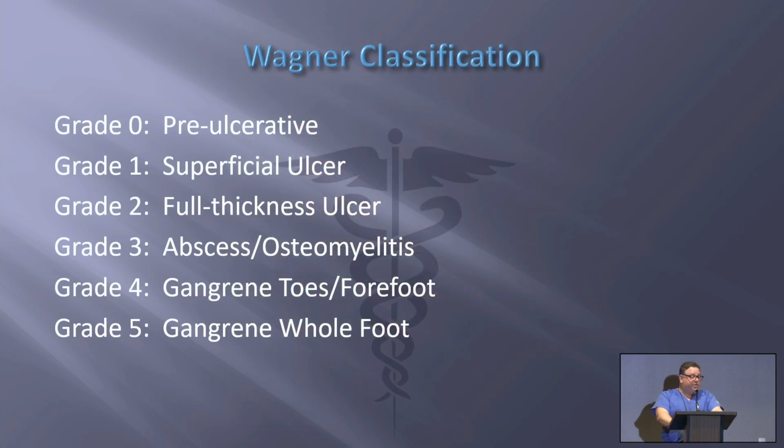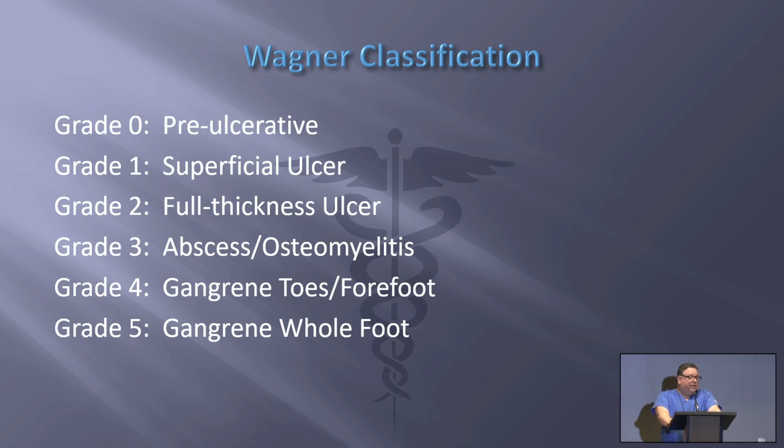So Wagner classification, just as has been stated earlier, grade 0, pre-ulcerative lesion. According to Wagner, that's an ulcer. We treat that as an ulcer, especially in the neuropathic patient. I like to say, I'm saying the diabetic patient, but I want to say the neuropathic patient because sometimes a patient comes in, they have a neuropathic ulcer. I say, how long have you had diabetes? I don't have diabetes, doctor.